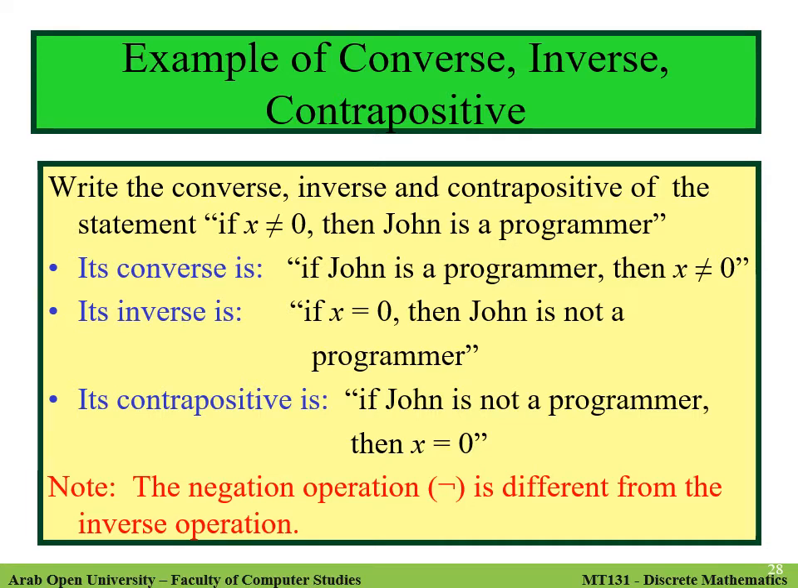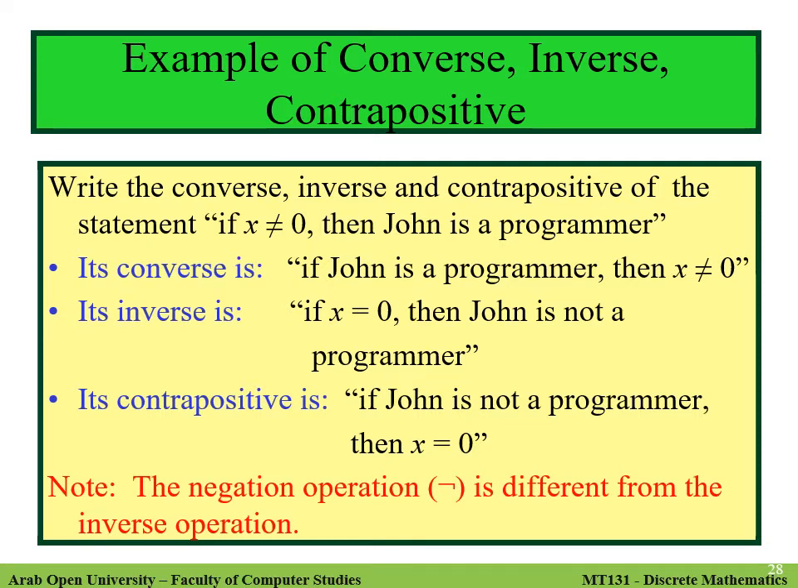If x doesn't equal 0, then John is a programmer. For the first statement, P is x doesn't equal 0. This is the assumption. The conclusion, Q, is John is a programmer. The converse will be, if John is a programmer, then x doesn't equal 0.